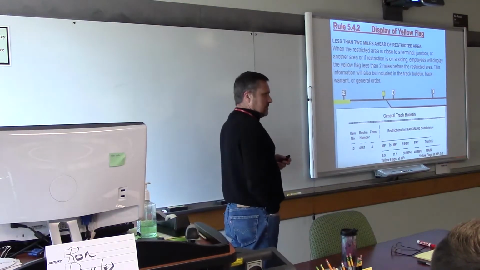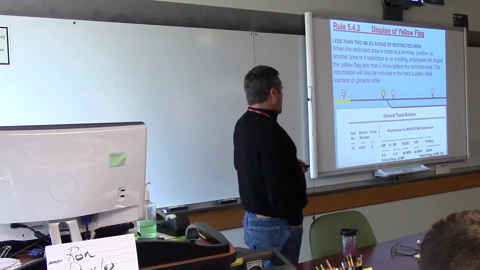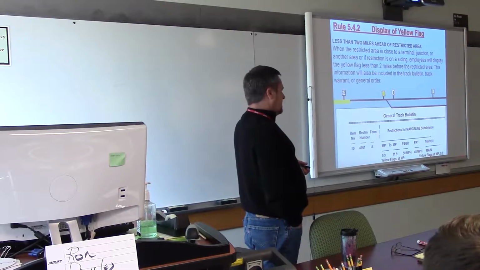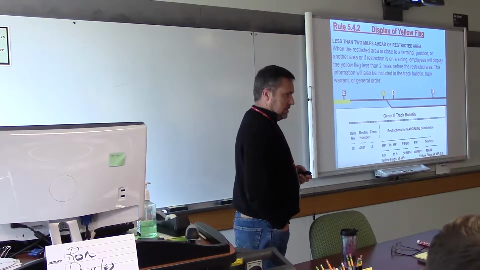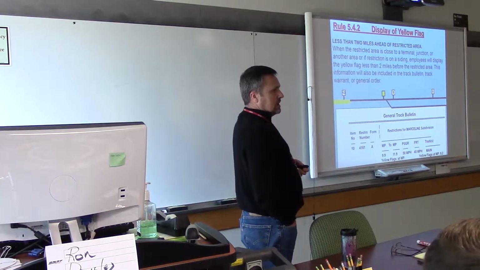Okay? Yes, sir. I understand how the slip is written out, but what does restriction number mean? Like 4161? That's like the track bulletin number. Oh, okay. So it has nothing to do with the restriction area then? No, it's like the bulletin number.